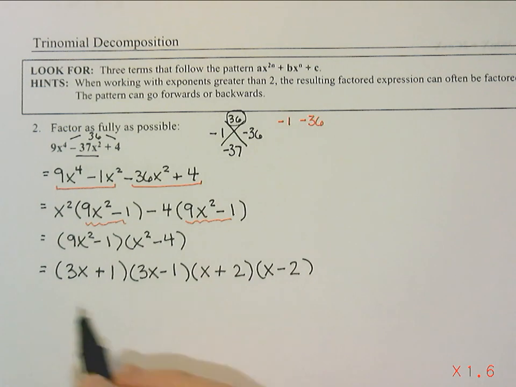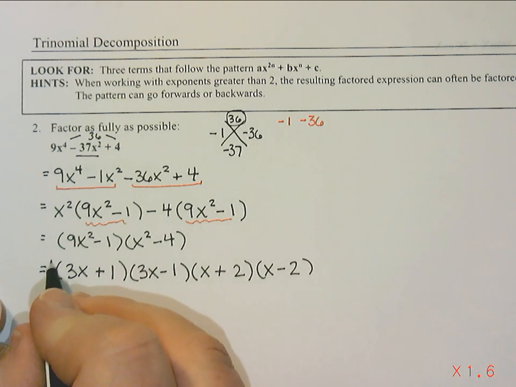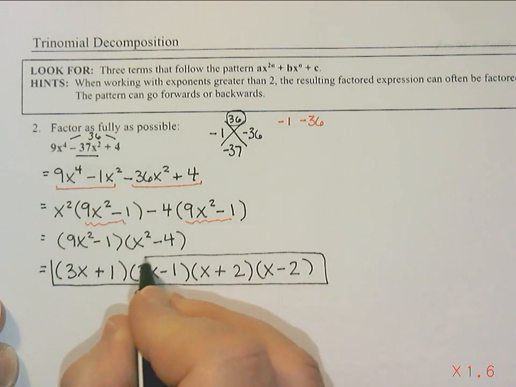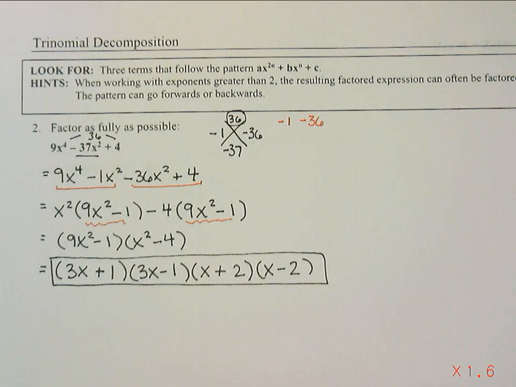So looking at my remaining brackets, there is nothing else that I can do with those. So my final answer is 3x plus 1 times 3x minus 1 times x plus 2 times x minus 2.